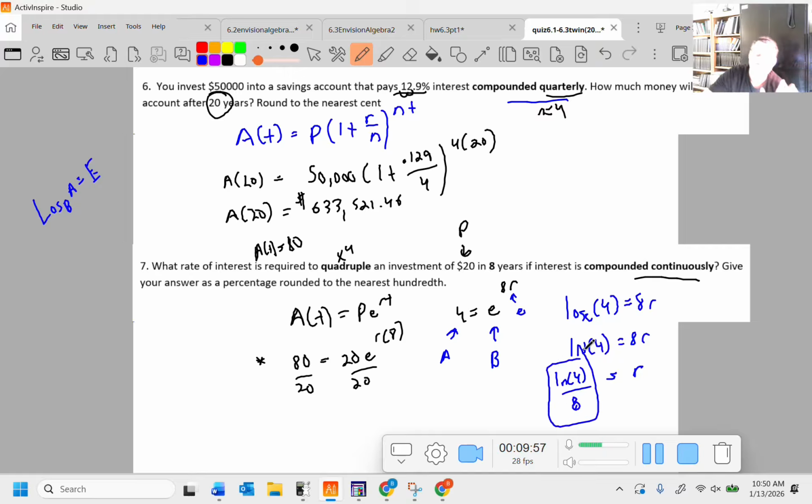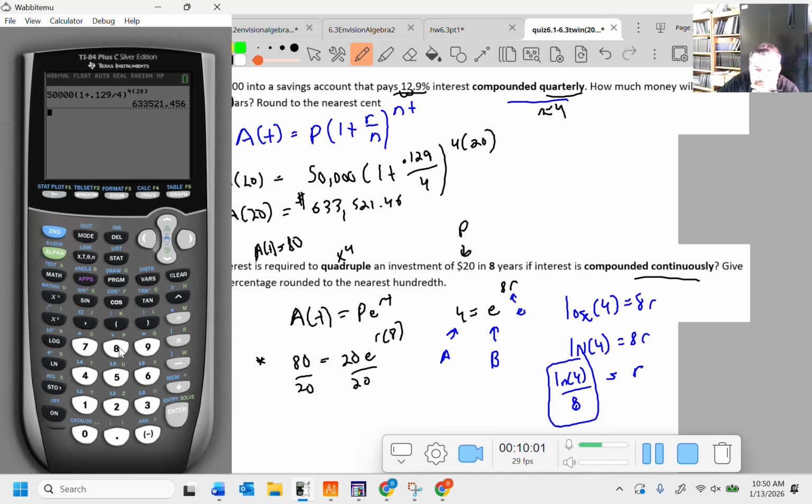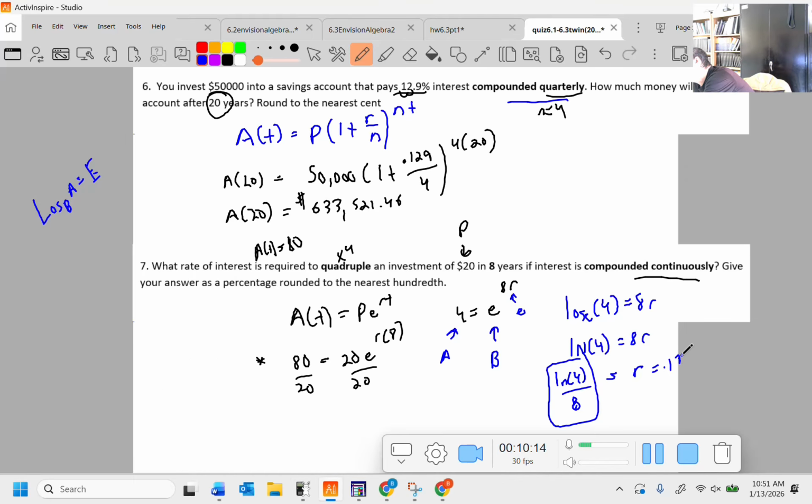That's 100% a valid answer. I might put that as an answer choice just to see if you know how to do logarithms. Now let's see what that is, because I'm going to compare and contrast to doing a y1 and y2. So the natural log of 4 over 8 is 0.1733, or 17.33%.